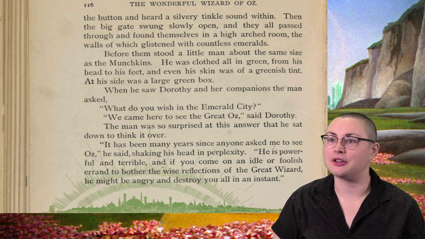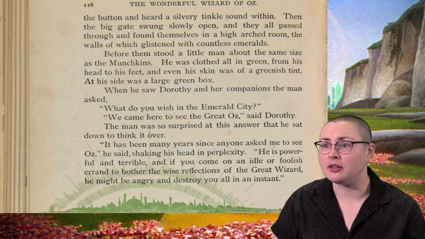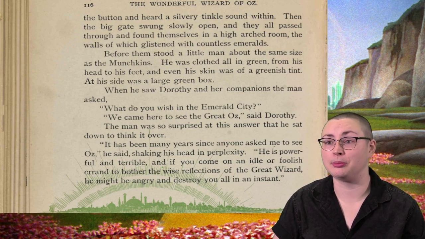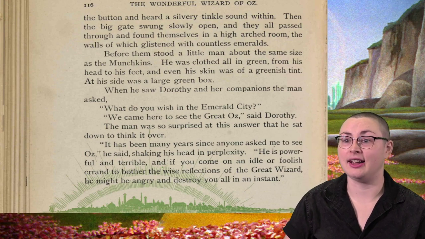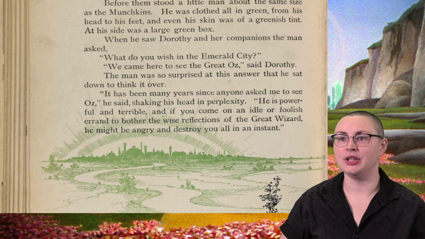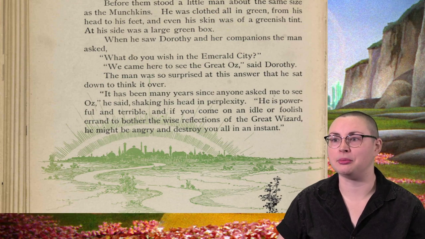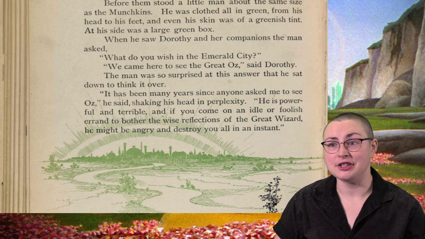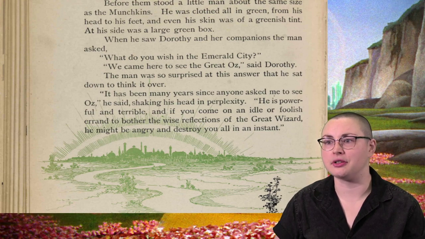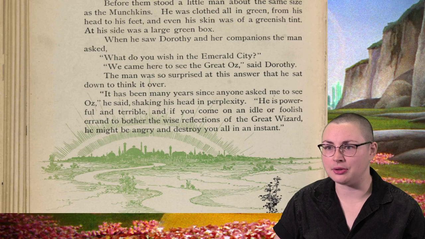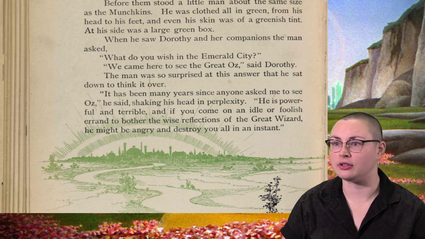When he saw Dorothy and her companions, the man asked, "What do you wish in the Emerald City?" "We came here to see the Great Oz," said Dorothy. The man was so surprised at this answer that he sat down to think it over. "It has been many years since anyone asked me to see Oz," he said, shaking his head in perplexity. "He is powerful and terrible, and if you come on an idle or foolish errand to bother the wise reflections of the great wizard, he might be angry and destroy you all in an instant."